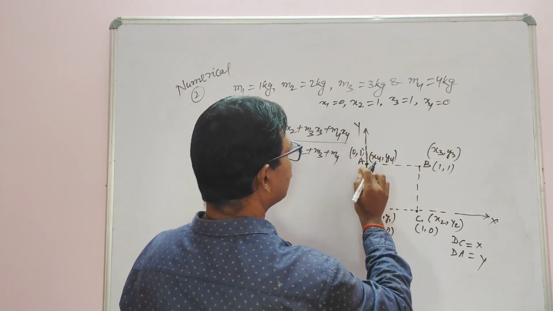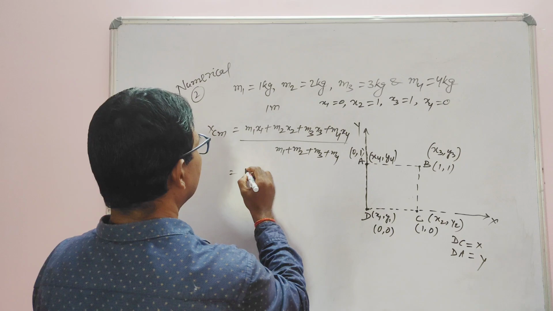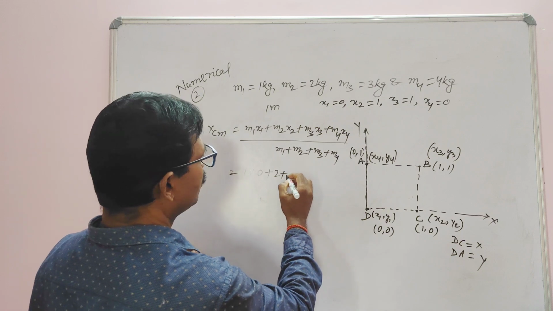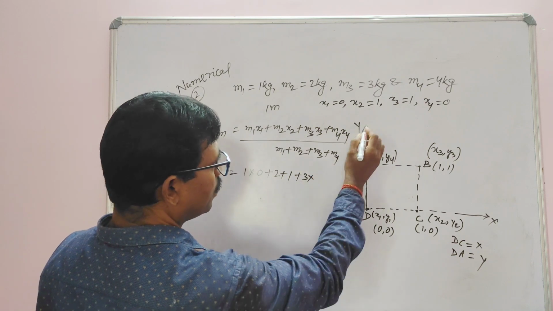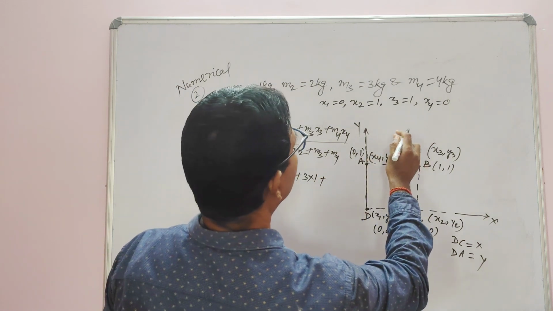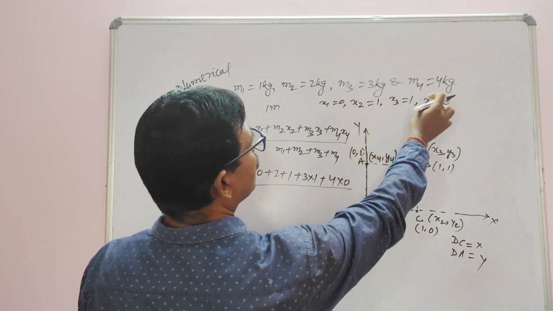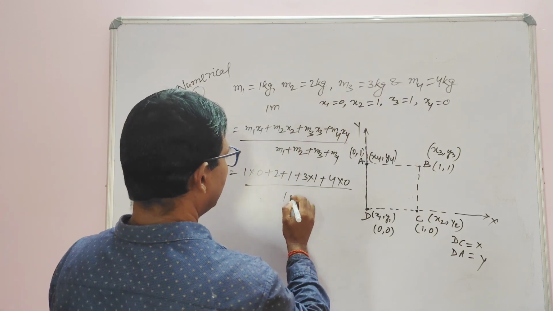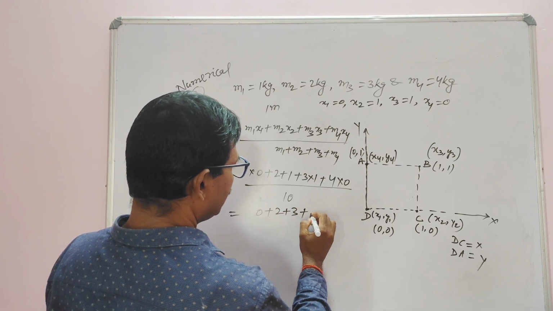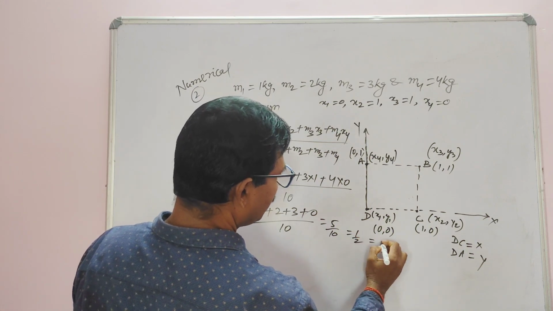So in this case just put the values: m1 is 1, x1 is 0; m2 is 2, x2 is 1; m3 is 3, x3 is 1; plus m4 is 4, x4 is 0. Total mass is 1 plus 2 plus 3 plus 4, that is 10. That means 0 plus 2 plus 3 plus 0, that is 5 by 10, that is half, that is 0.5 meter.